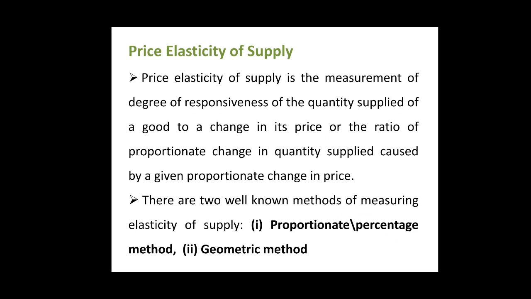Students, as we already know, the law of supply states that there is a direct or positive relationship between price and quantity supplied. That is, if price goes up, supply will increase and vice versa. It means that the law of supply indicates the direction of change in supply if price changes. That is, it only shows whether supply will increase or decrease with the change in price.